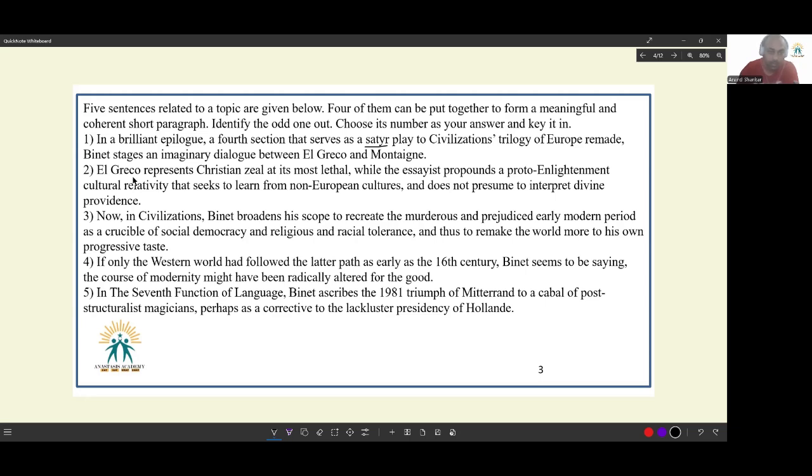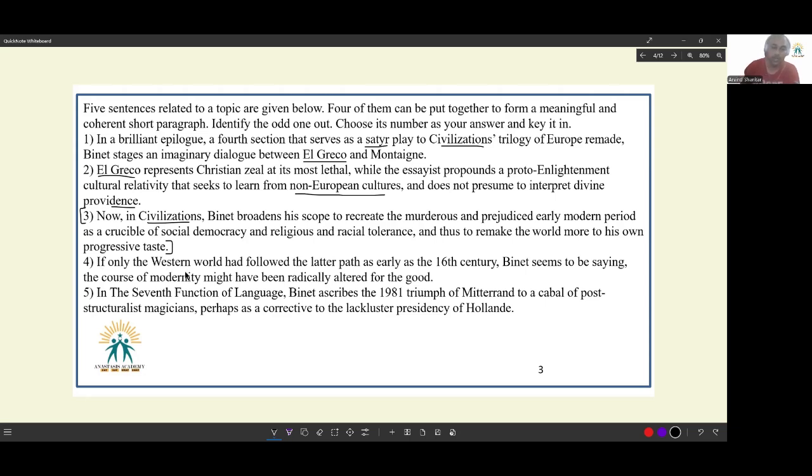El Greco represents Christian zeal at its most lethal. El Greco is mentioned here. El Greco is mentioned here. While the Essays propounds a proto-enlightenment cultural relativity that seeks to learn from non-European cultures and does not presume to interpret divine providence. Now, in civilizations, Binet broadens his scope to recreate the murderous and prejudiced early modern period as a crucible of social democracy and religious and racial tolerance, thus to remake the world more to his own progressive taste. This is also talking of civilizations, a written work. This is also talking of civilizations, written work.